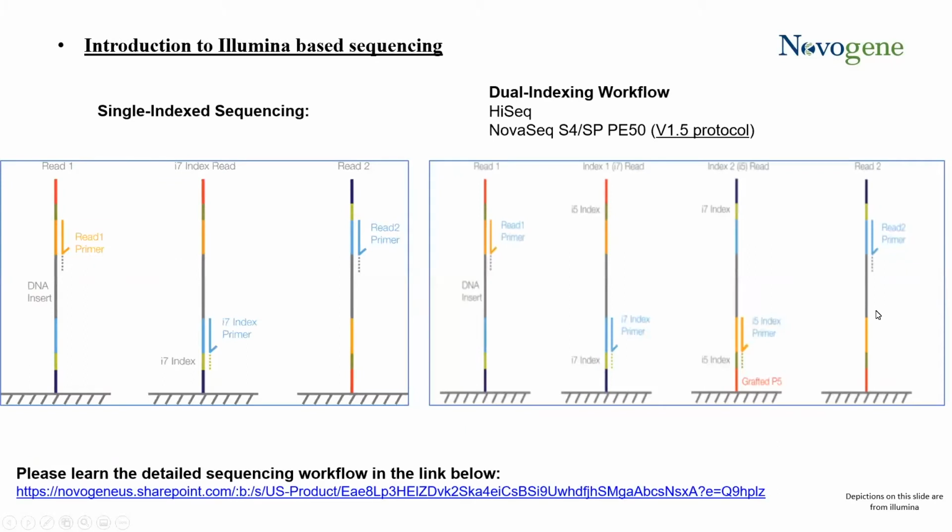All right, so we've gone from library generation to loading it onto the machine. And now we need to understand the workflows that take place with Illumina-based sequencing. So here on our left-hand side, we can see that this approach is going to be single indexed. Now, why might you choose single indexing over dual indexing? A couple of reasons. If you don't need as much demultiplexing power, then single index is fine for you.